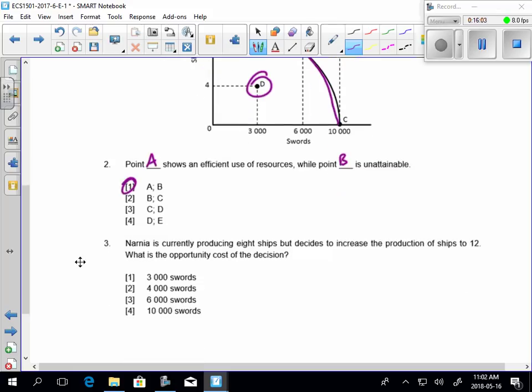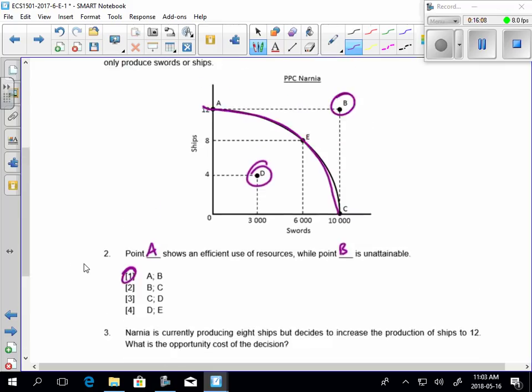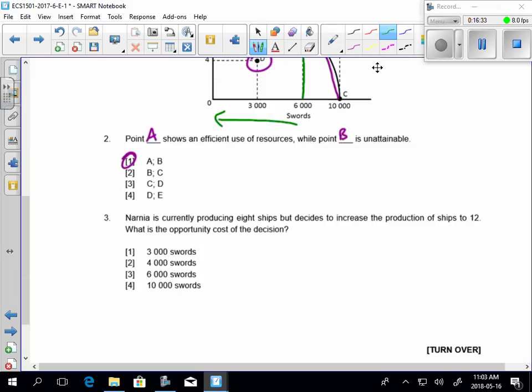Narnia is currently producing 8 ships, but decides to increase the production to 12. What is the opportunity cost? Remember, opportunity cost is whatever you have to give up. So they're saying they're currently producing 8 ships, which means they are currently producing at point E. They want to increase their production from 8 ships to 12 ships, which means they're going to move from point E all the way to point A. And in order to do so, they need to decrease the production of swords by 6,000. So the opportunity cost is whatever they have to give up, and in this case, that is the 6,000 swords.